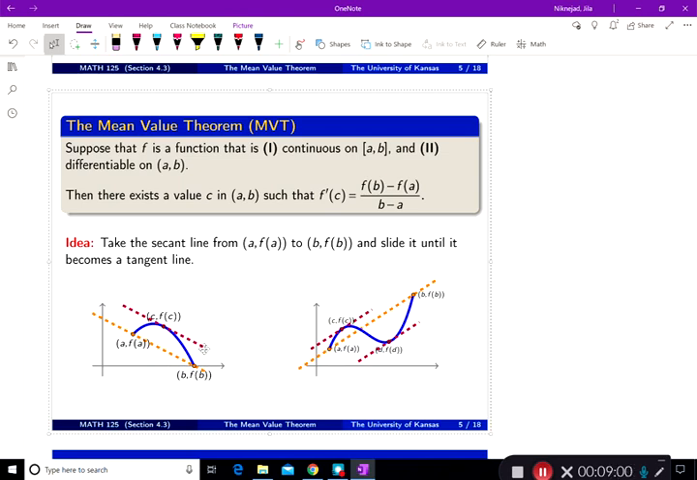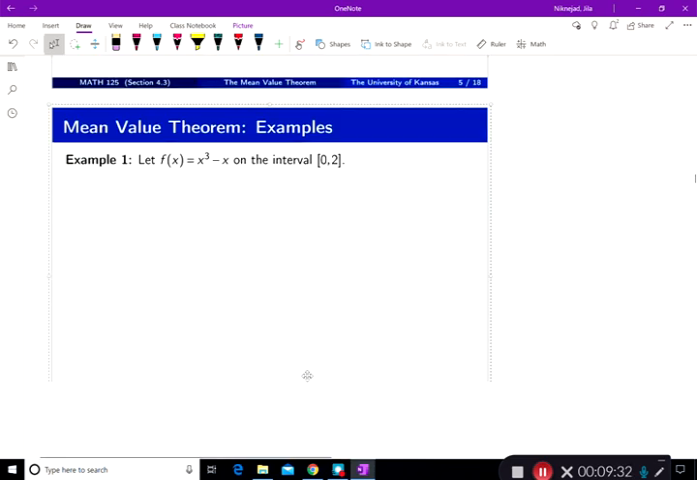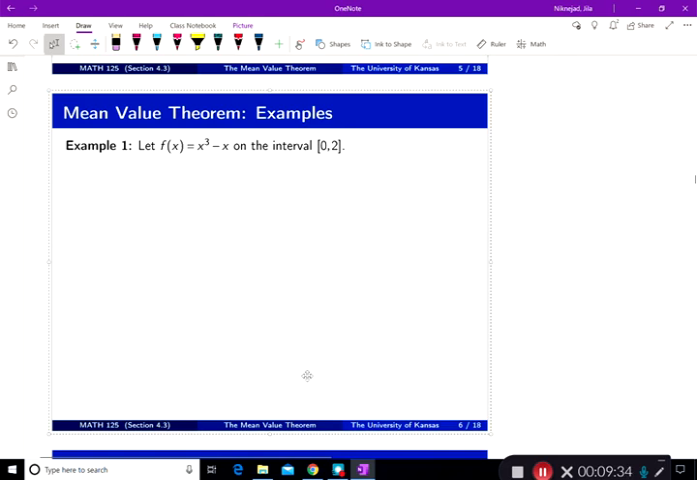So this sliding gives you some idea about how the proof of the theorem actually goes, and it also gives you how it works. And so again, there could be multiple values c such that the tangent line at those values is parallel to the secant line, and at least there is one, if the theorem's conditions are satisfied. Now, look at this example.